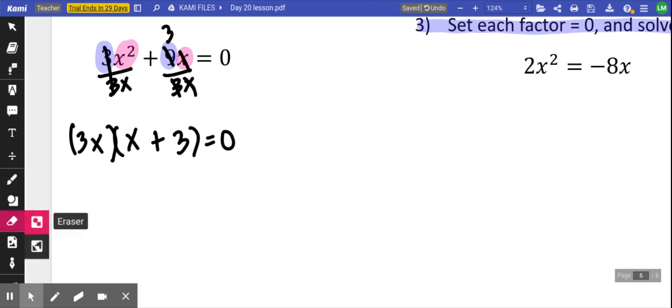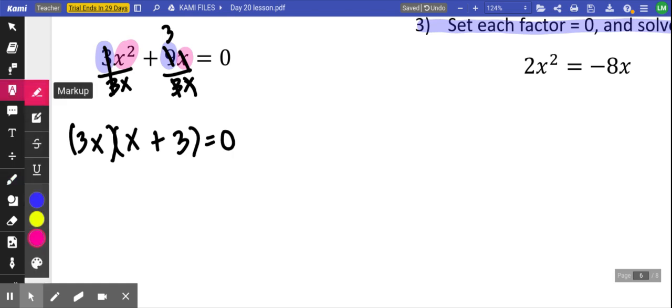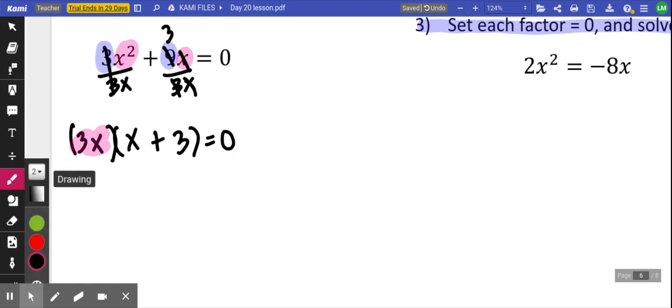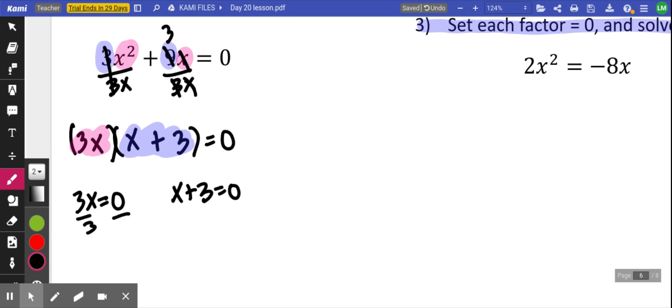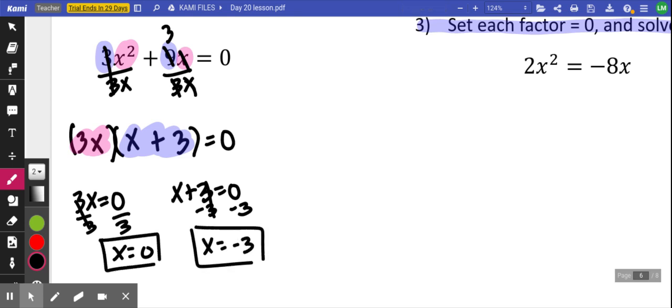And this factoring is going to help us because step 3 says set each factor equal to 0. What that means is I'm going to take 3x and I'm going to set it equal to 0. And I'm going to take x plus 3 and set it equal to 0. If I solve these, they're going to give me my two values of x that make this equation equal to 0. So for the first one here, divide both sides by 3. I get x equals 0. Second one, I'm just going to subtract 3 from both sides. I get x equals negative 3. All right, there's my two solutions.